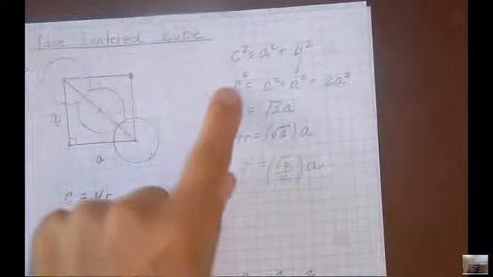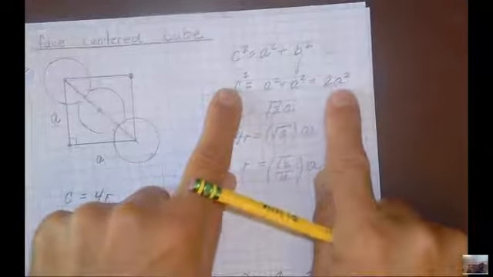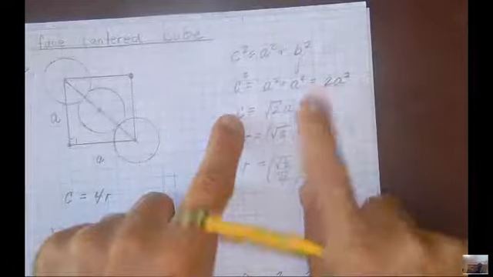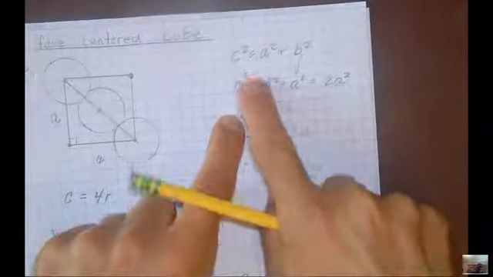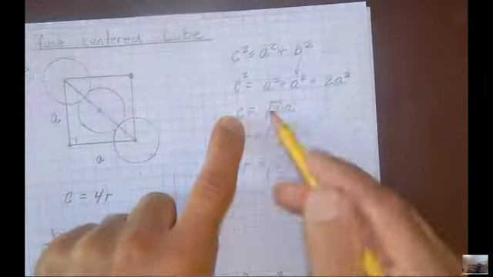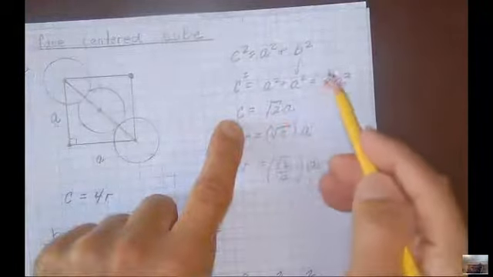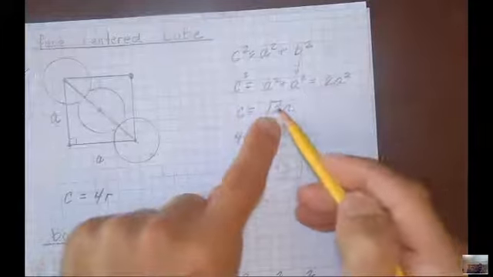Well, then we have c squared is equal to 2a squared. All right, last step. What's the relationship between c and a? Well, if I want to get c by itself, I take the square root of both sides. The square root of c squared is just c. I wind up having to take the square root of 2.